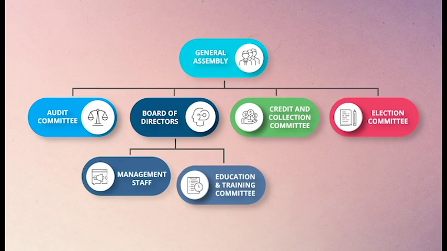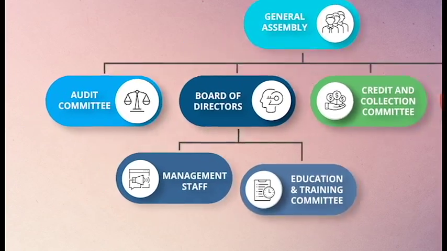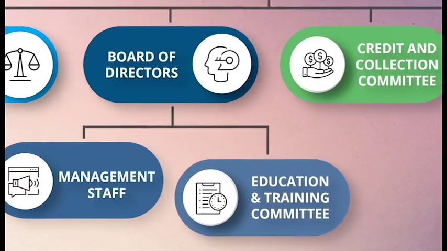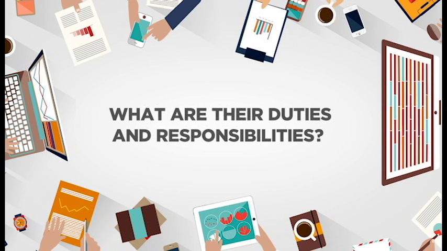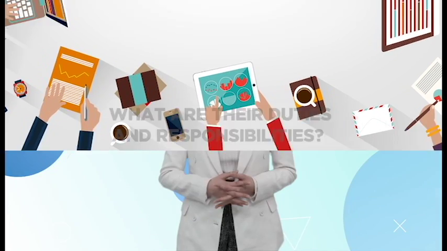Study this organizational chart. This is the organizational structure of a cooperative. Note the groups that form the cooperative. They have different functions and obligations. What are these functions and obligations? The individual members of these groups also have duties and responsibilities. What are their duties and responsibilities? Let us continue to learn the answers to these questions.